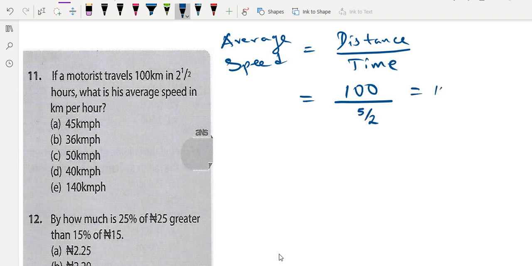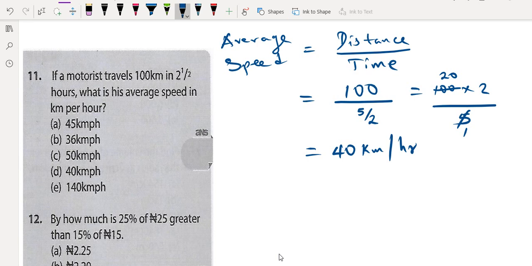Okay, so this becomes what? 100 times 2/5. Okay, changing this divide to times. This is what you get. 5 into 100 is 20. 20 times 2 is 40. So 40 kilometers per hour. Do you take note how they wrote it? 40 kilometers per hour. Hope you know this piece, per. Yes. Okay.